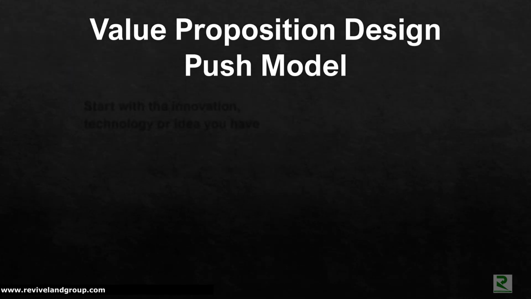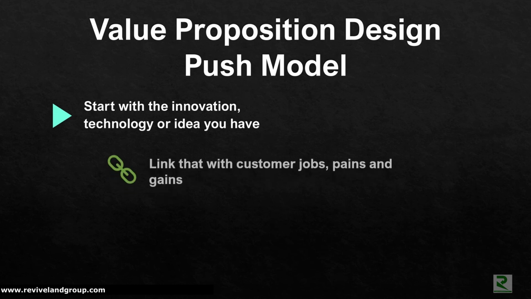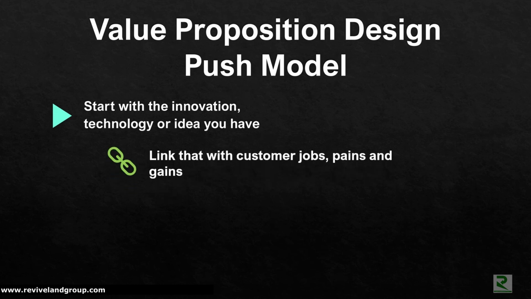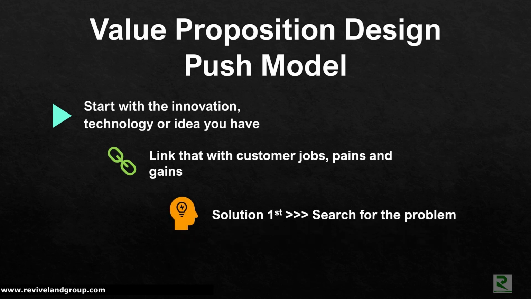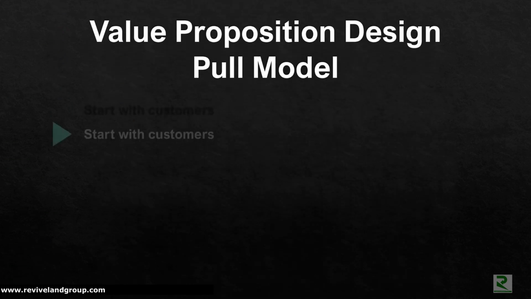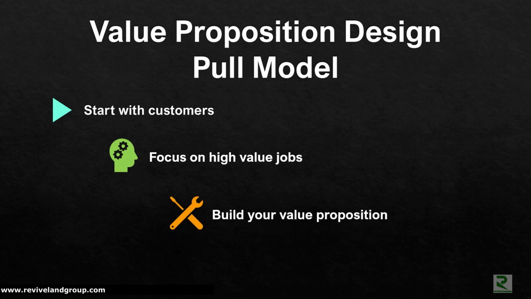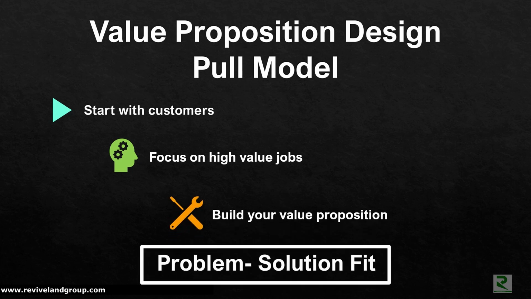There are two common ways of designing your value proposition: push versus pull. The push value proposition design starts with the innovation, technology, or idea you already have, and then you try to link that with customer jobs, pain, and gains. So in this case, you already have the solution, but then you are looking and searching for the problem. In the pull value proposition design, you start with your customers and look at your customer segment and focus on their high value jobs. And what do we mean by high value jobs? We mean important, tangible, unsatisfied, and ultimately lucrative. And then from there, you build your value proposition and you offer the solution.